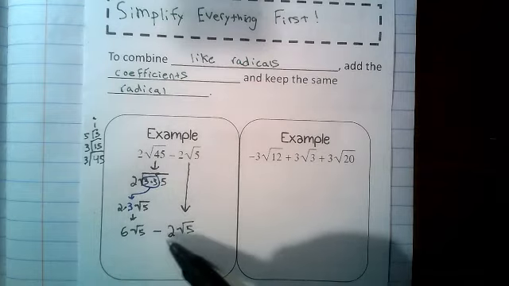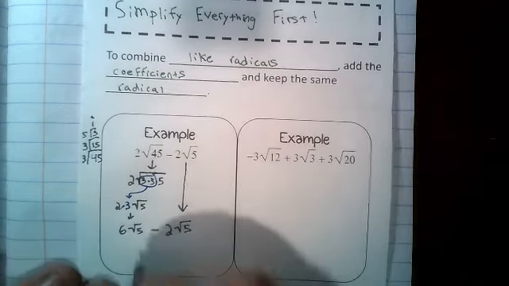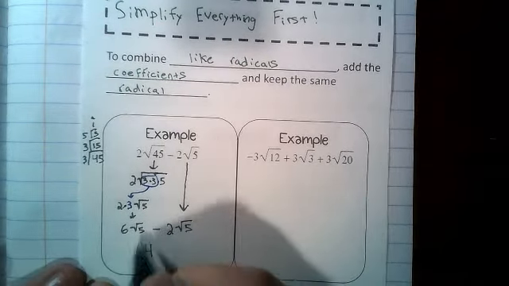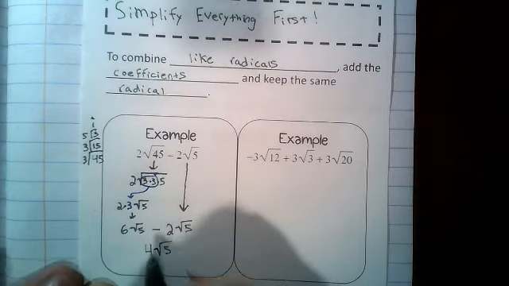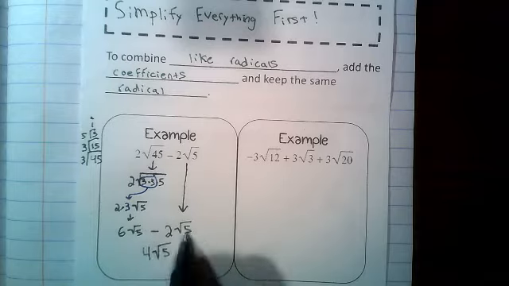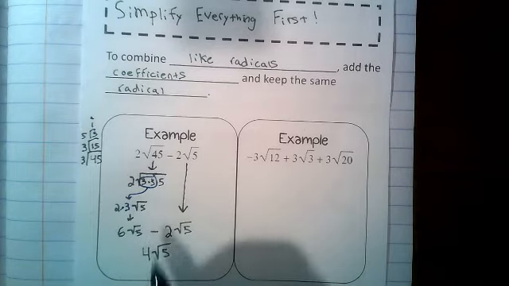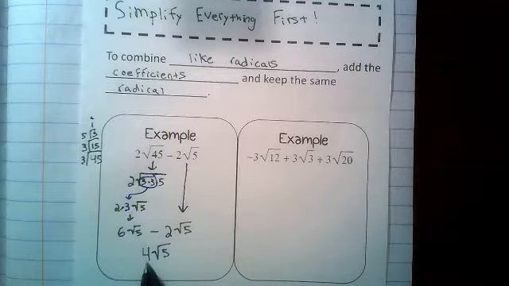So 6 and negative 2 makes 4, and the square root of 5 is simply the square root of 5. Be careful, you don't want to do 5 minus 5 is 0, right? It's like you have 6 x's, you take 2 of them away, you've got 4 left. Okay.